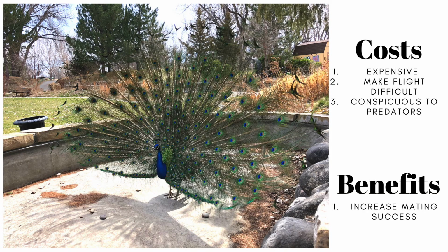One of the best examples of this is in peafowl, commonly called peacocks. However, peacock just refers to the male, peahen refers to the female, and peafowl refers to them both. So here are some costs and benefits to these elaborate peacock feathers that we see in male peafowl. This is a physical trait that has been sexually selected through multiple generations over a long period of time. And these tails, while they're gorgeous, there are costs to having these.